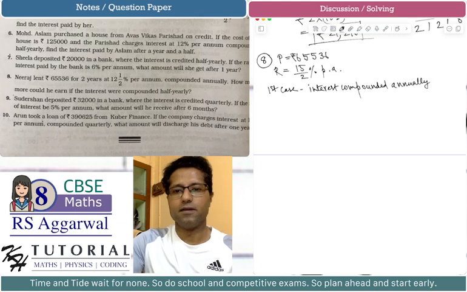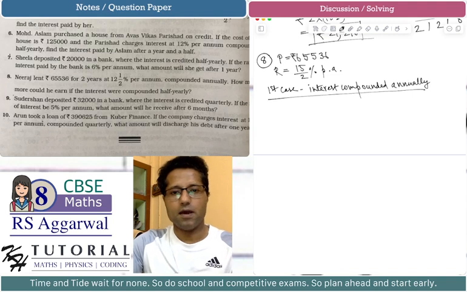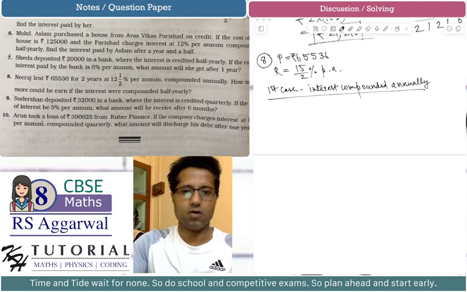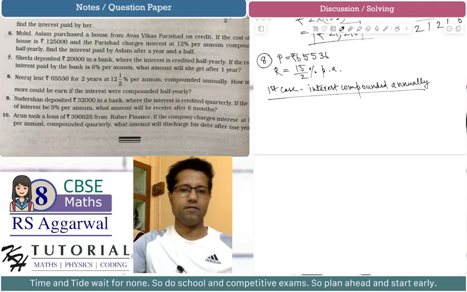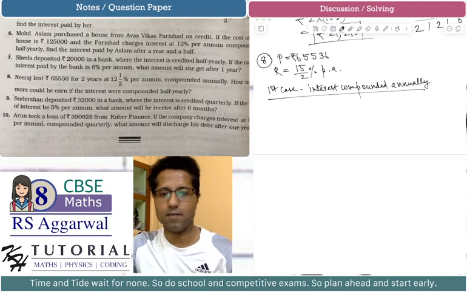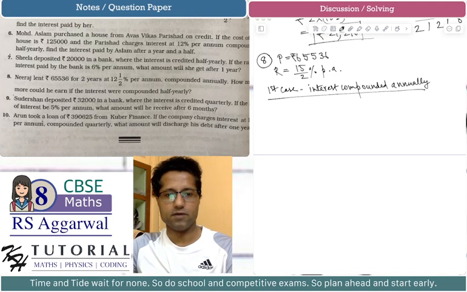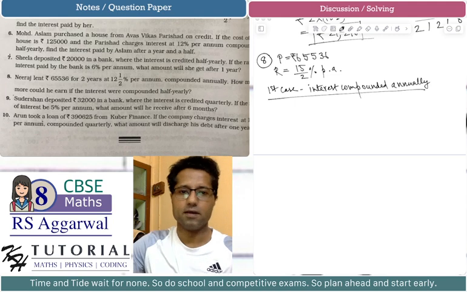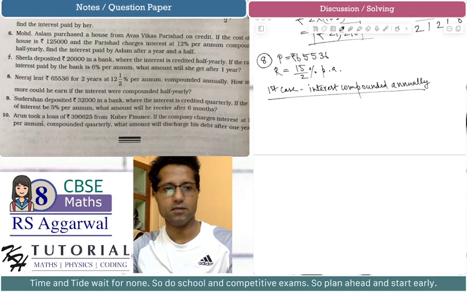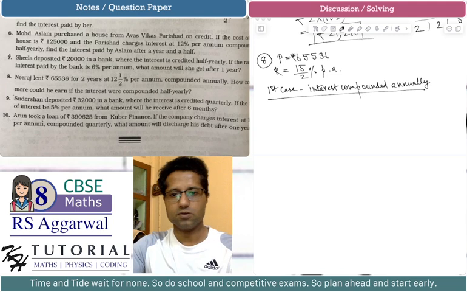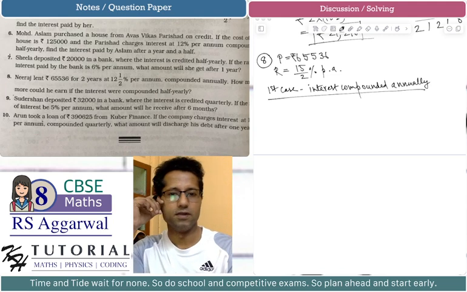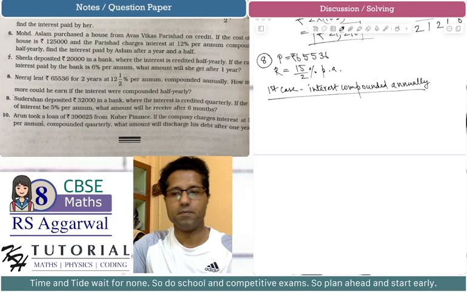Let's find the amount that Neeraj will receive. The question has asked how much more could he earn if the interest were compounded half yearly. So basically we will compute the amount in both cases: the first where the interest is compounded annually, and the second where it is compounded half yearly. Then we will take the difference of the amounts.